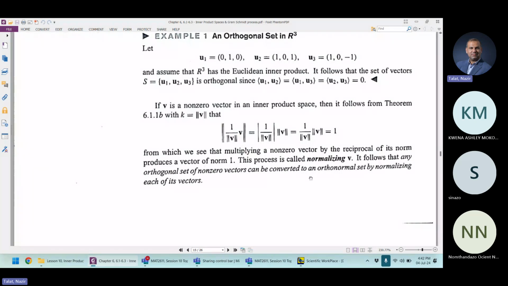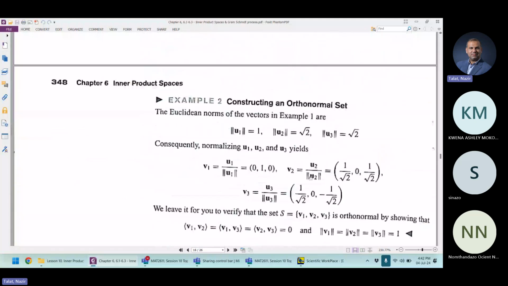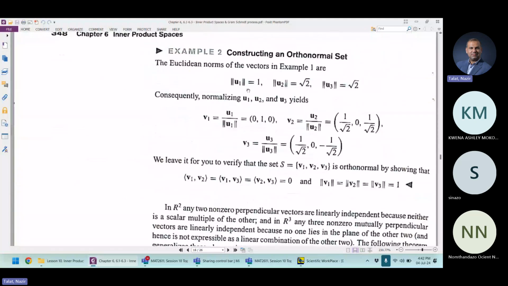The answer is yes. But first we will see this example. If we have vectors u1, u2 and u3 whose norms are available, then we can find the unit vector. Like v1 is a vector: just divide u1 by the norm of u1, then we will get this vector, which is a unit vector because its norm is 1.